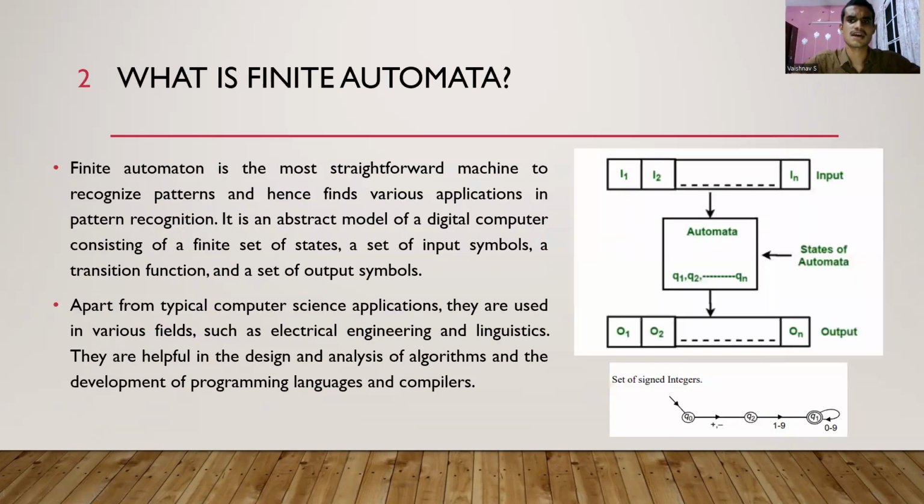So first, let's all ask ourselves what finite automata actually is. Finite automaton, also known as a finite state machine, is the most straightforward machine to recognize patterns and hence finds various applications in IT. It is an abstract model of a digital computer consisting of a finite set of states, a set of input symbols, a transition function, and a set of output symbols.